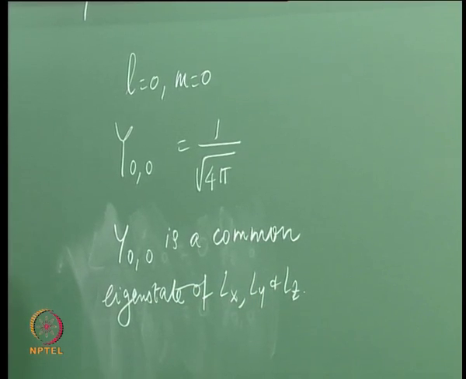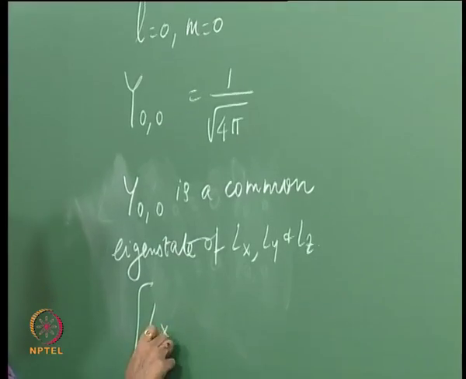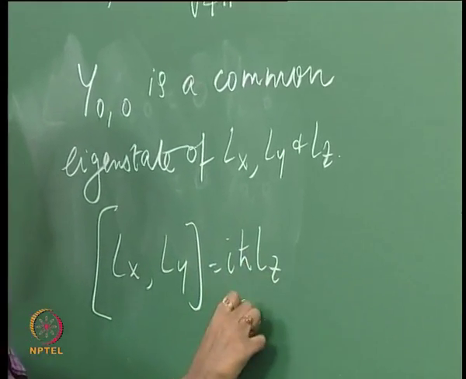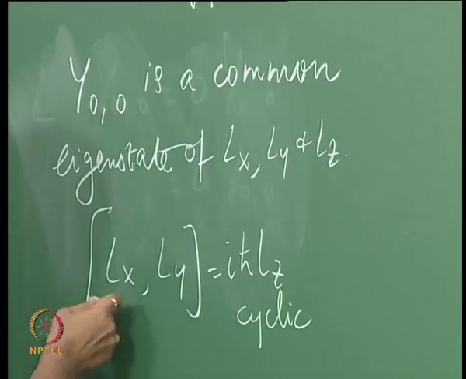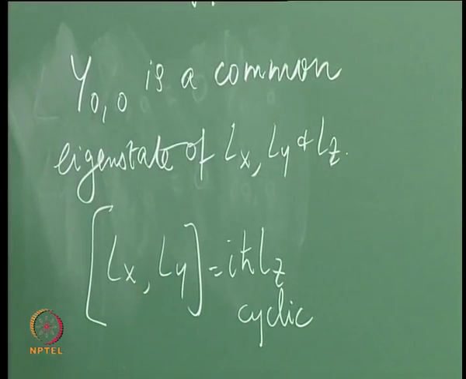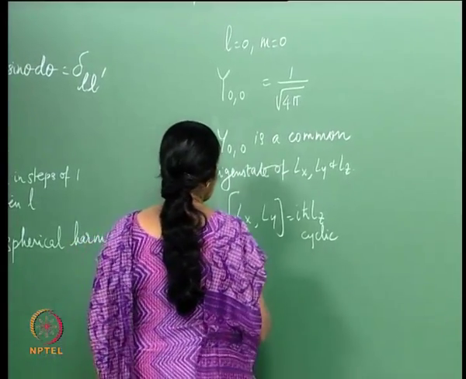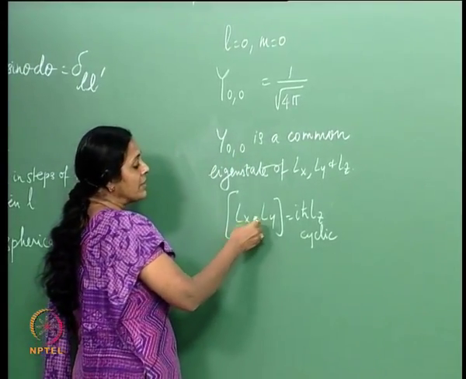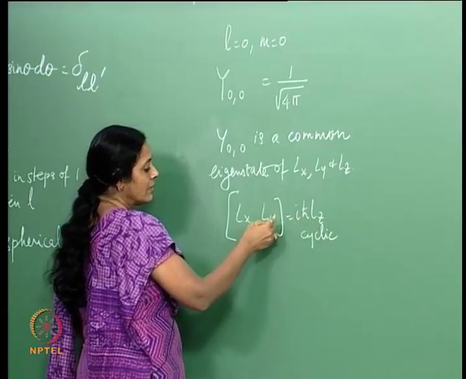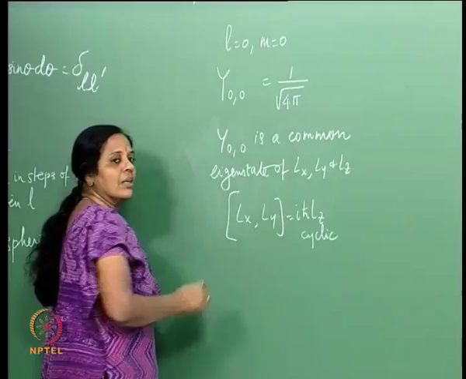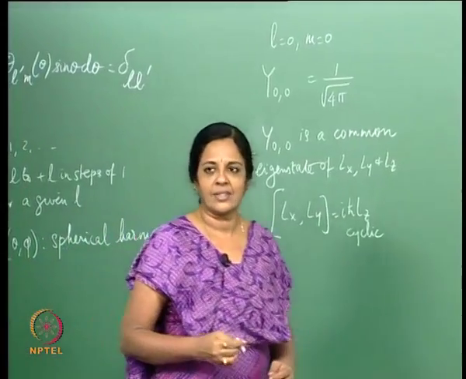This is a good thing to note, because you will recall that Lx, Ly do not commute with each other. There is a cyclic relation. The commutator of Lx, Ly is i h cross Lz, and that is a cyclic relation. But that does not prevent three objects which do not commute with each other from having a single common eigenstate.